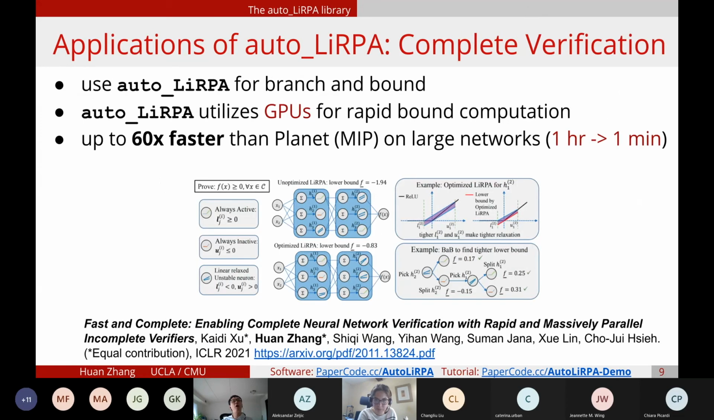And we also use this library for complete verification by using auto_LiRPA as a solver for branch and bound. And because we can utilize the power of GPU for rapid bound computation, this can be up to 60 times faster than MIP-based methods on large networks. For example, we can bring the verification time from an hour down to 1 minute, which can be very helpful for verifying large networks.